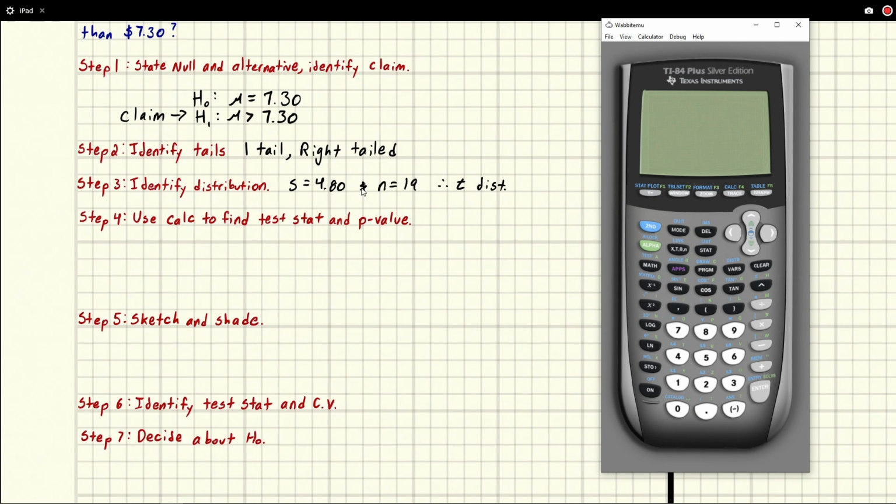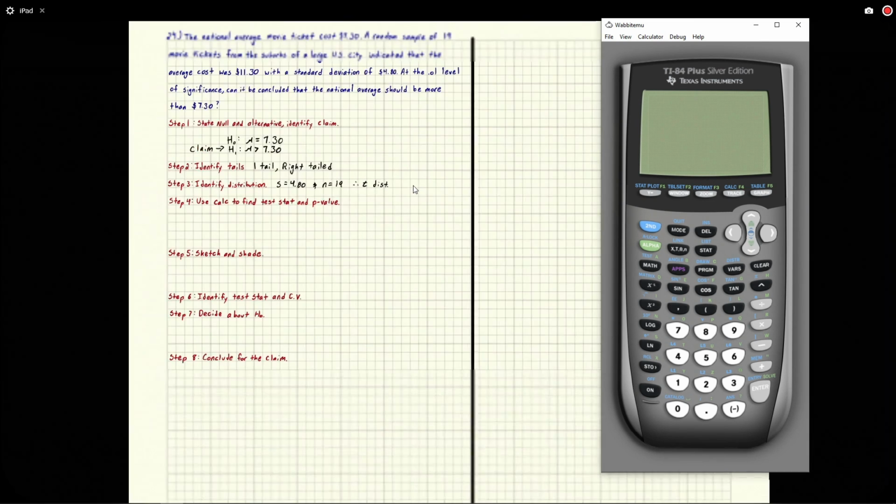And that's how we could justify that. And now it says step 4, use the calculator to find the test stat and the p-value. So, okay, we're told that we can use the calculator, so this is pretty convenient. We have a mean, we have a standard deviation, and we have an N. Let me make sure I got the correct standard deviation. So $7.30 and $4.80 and 19. Cool, just double check our numbers.